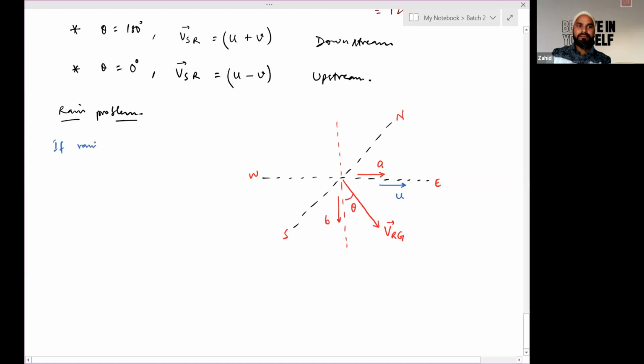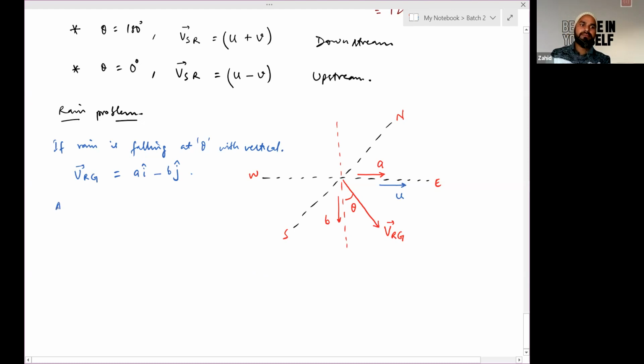If rain is falling at theta with vertical, so the velocity of rain with respect to ground is equal to A times i cap minus B times j cap, as B is in the negative y-axis.